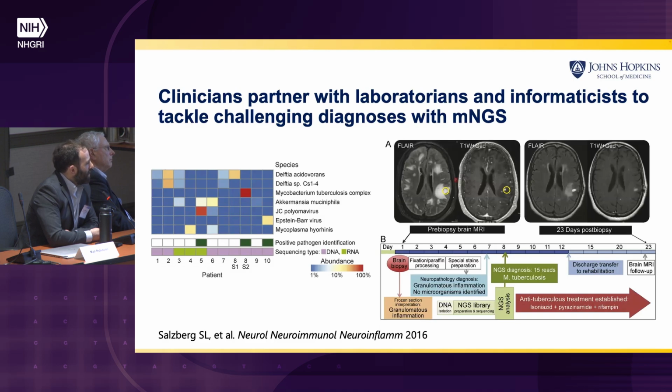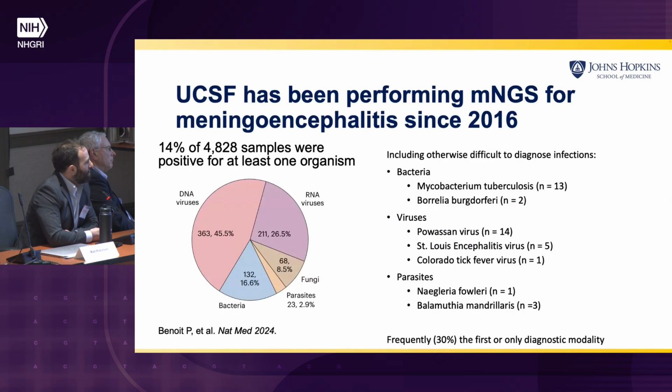Now, this was an excellent case, and the other one I showed was exciting, but the question is, can this actually be implemented at scale? At UCSF, they published their experience recently, which showed the performance of metagenomic next-generation sequencing for nearly 5,000 cases for CSF, and about 14% of them were positive for at least one organism, mostly viruses, but really across all domains. So I pulled a few of the more interesting diagnoses from this paper.